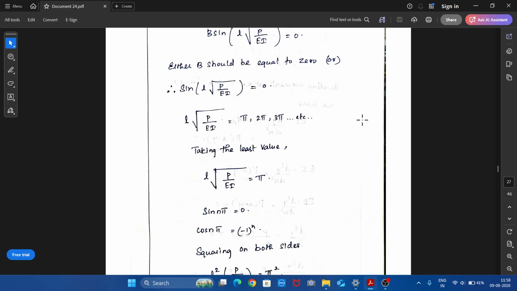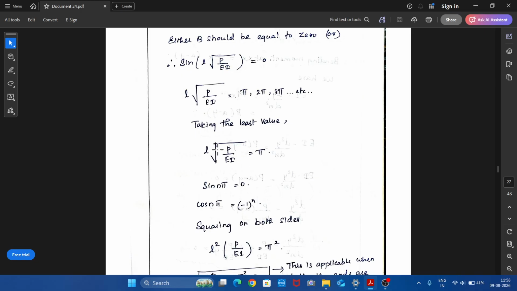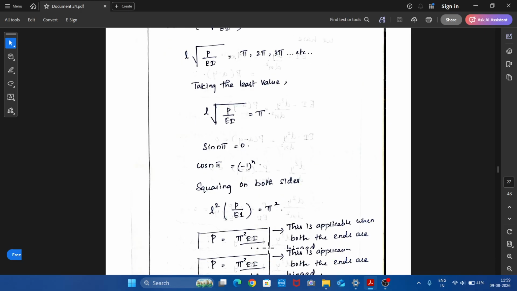So among these values, taking the lowest value, L root p by EI should be equal to pi. This is the lowest significant value. Therefore, if you square on both sides, you will get L squared p by EI equal to pi squared, or p equal to pi squared EI by L squared. This is applicable when both ends are hinged. So this is Euler's formula for finding the crippling load or buckling load of a long column when both of the ends are hinged or pinned.